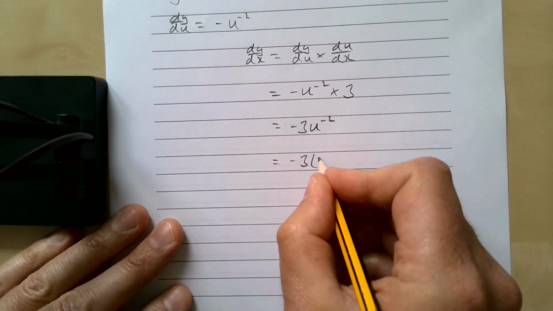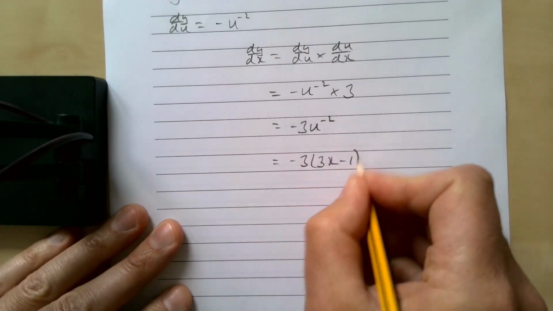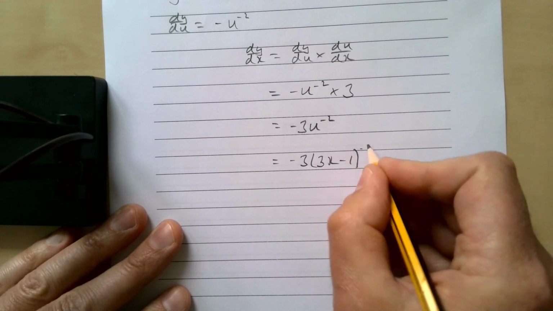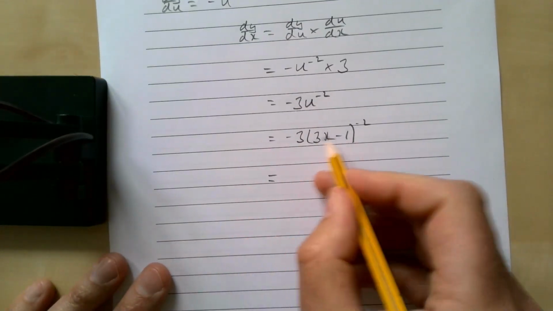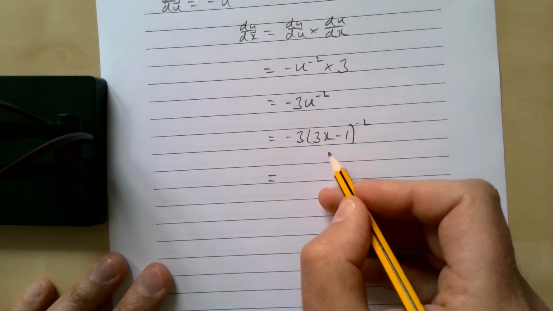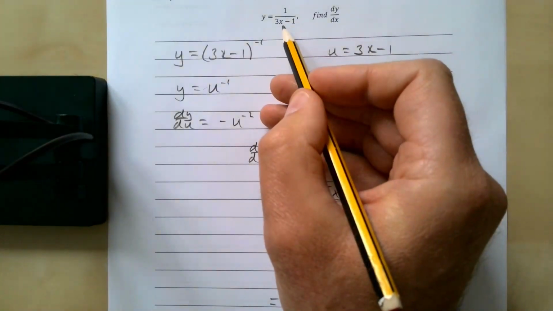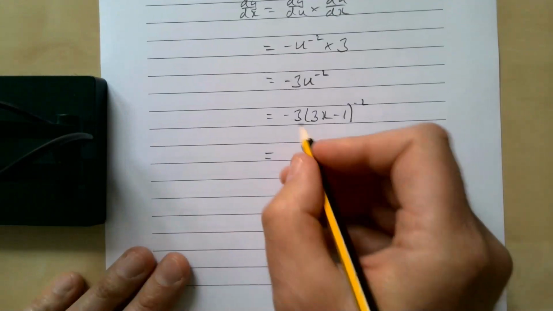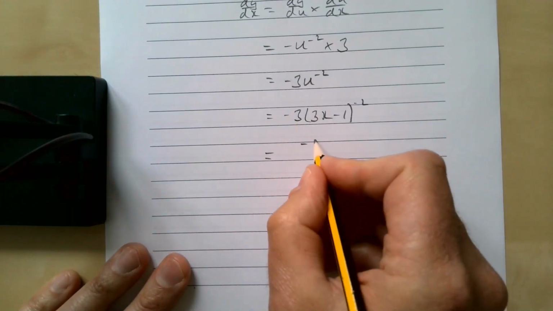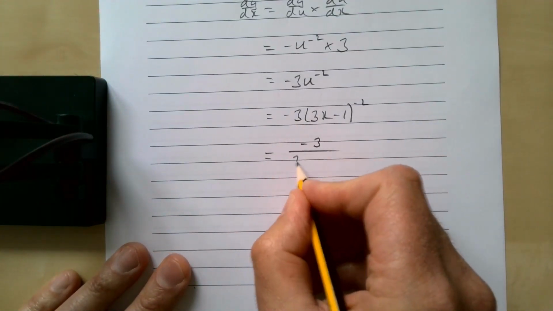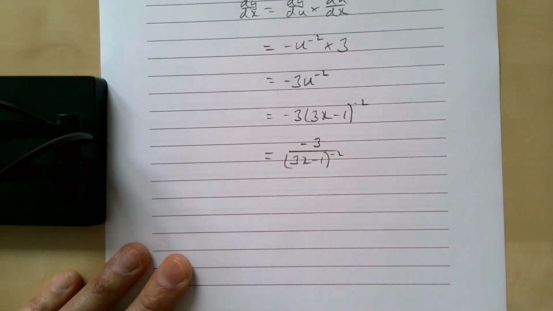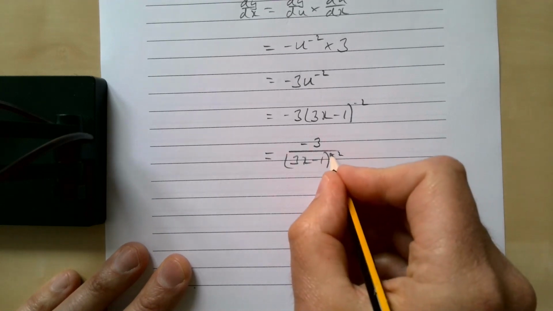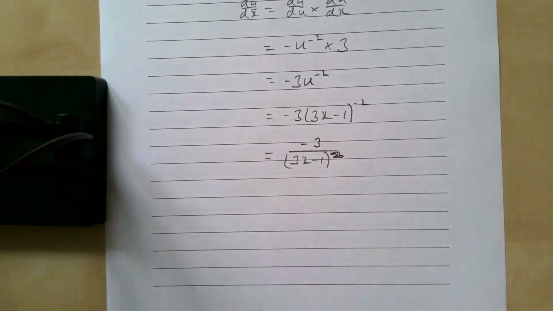Minus 3 times 3x minus 1. So I'm subbing in my u again, to the power of minus 2. And here's a bit where plenty of people will make a mistake. This here's the power of minus 2, so we're going to bring it back down to the bottom, because remember that's how we got given it in the question. Remember it was given as a quotient. But the minus 3 doesn't go down, so minus 3 all over 3x minus 1 all to the power of 2, apologies. So that's that one.